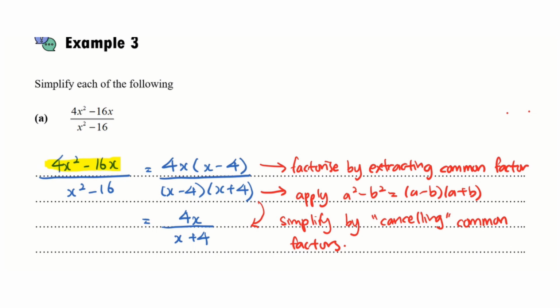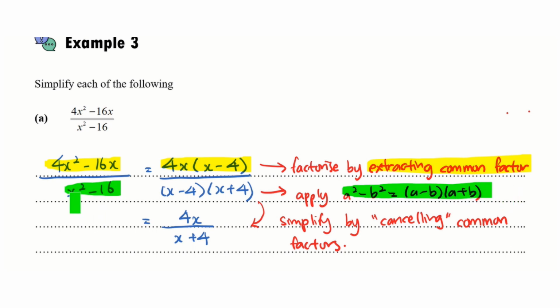For 4x squared minus 16x, we will employ the extracting common factor method, and that will give us 4x times x minus 4. Then in the denominator itself, we have x squared minus 16. You will notice that x squared and 16 do not have any common factors, so surely we cannot do it by extracting common factors. So what we will then do is apply a squared minus b squared equals a minus b times a plus b.